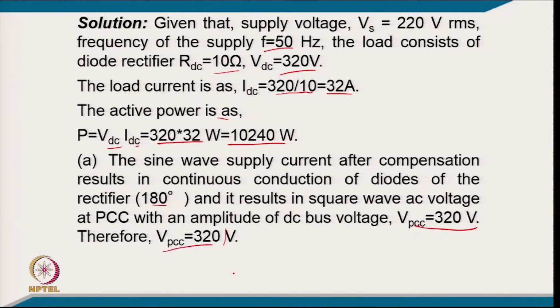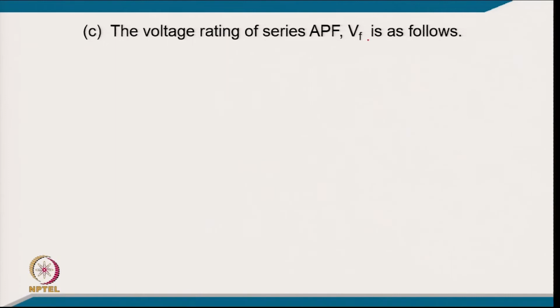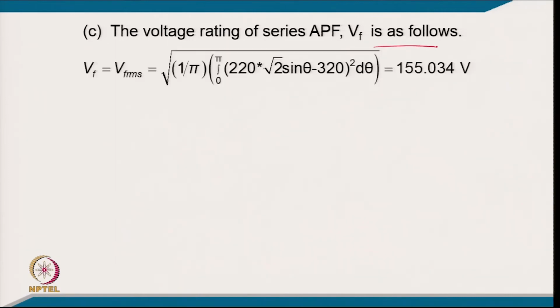Therefore, VPCC is 320 volt. So, the line current at unity power factor will be the power, 10,240 watt, divided by the 220 volt supply RMS, and it comes to 46.545 ampere. The voltage rating of the series active filter we can now calculate from the difference of the square wave of 320 volt and the sine wave of 220 into root 2 peak. By half wave symmetry, taking 2 upon 2 pi and 0 to pi, the RMS voltage comes to 155.034 volt.